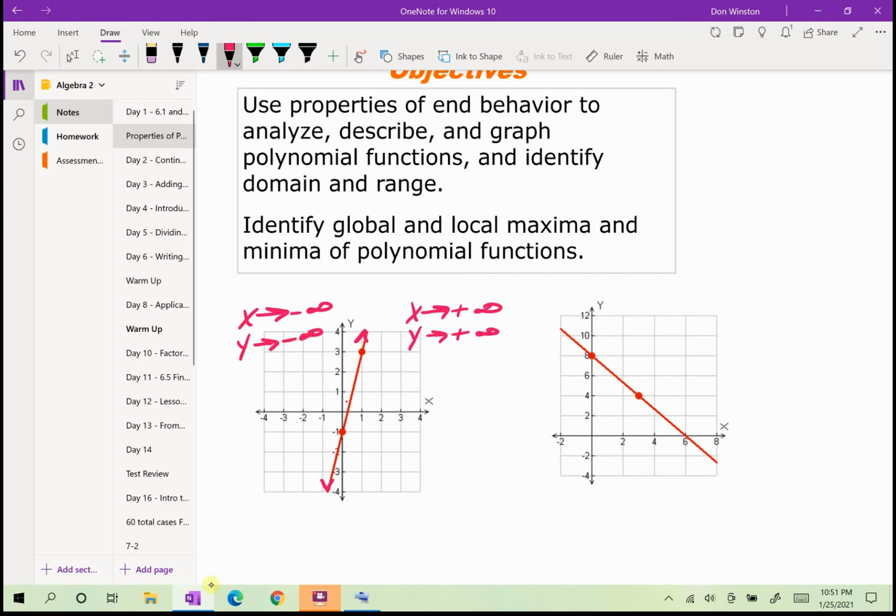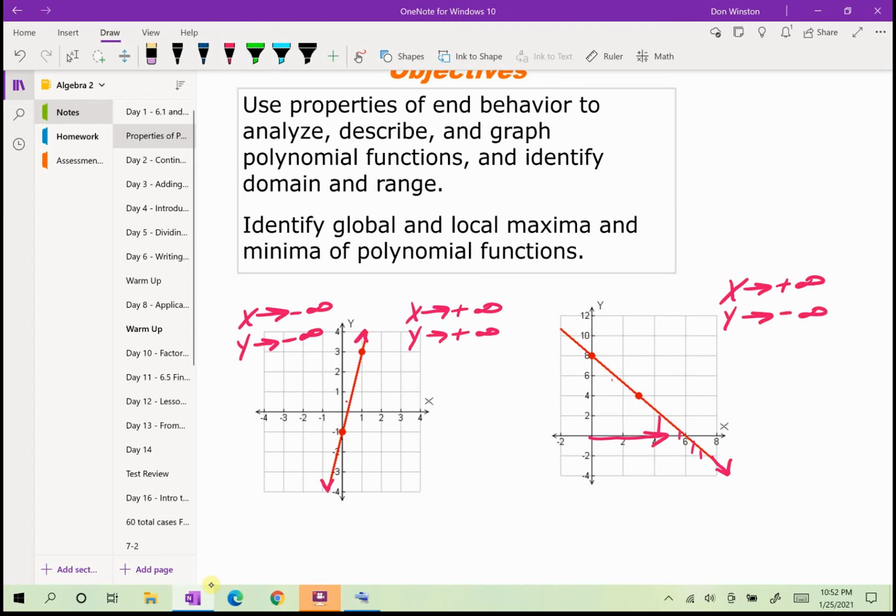Let's take a look at this graph here. What happens as x goes to positive infinity? Notice that the y value for that graph is getting smaller and smaller and smaller. It's going to negative infinity. So the end behavior, as x goes to positive infinity, my y value is going to negative infinity.